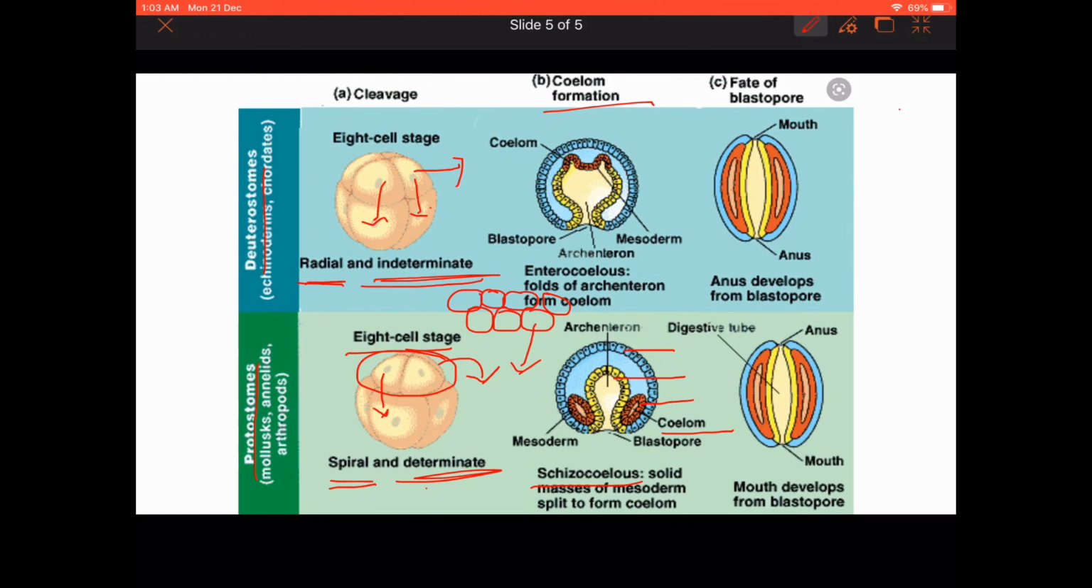On the other hand, deuterostomes have enterocoelous coelom. So enterocoelous coelom develops from the paired lateral outgrowths of the archenteron. So these outgrowths from the archenteron will form the coelom. Such coelom is known as enterocoelous and it is found in deuterostomes. And this we have already discussed, that in protostomes the mouth develops from the blastopore.